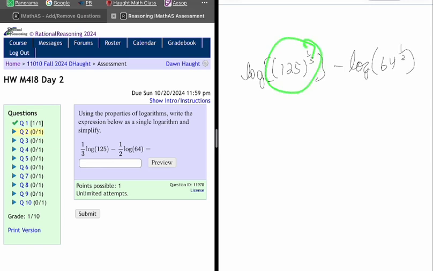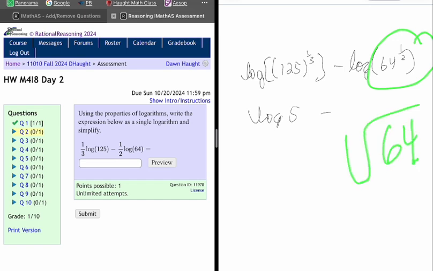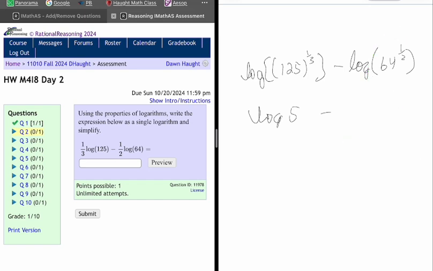This means take the cube root of 125. It is a doable thing. For me, the cube root of 125 is 5. The other one really means the square root of 64, which is a doable thing. The square root of 64 is 8. Oh, I should write that. I'm sorry. So that would be the log of 8. And so our final answer, condensed to one logarithm and simplified, is the log of 5/8.